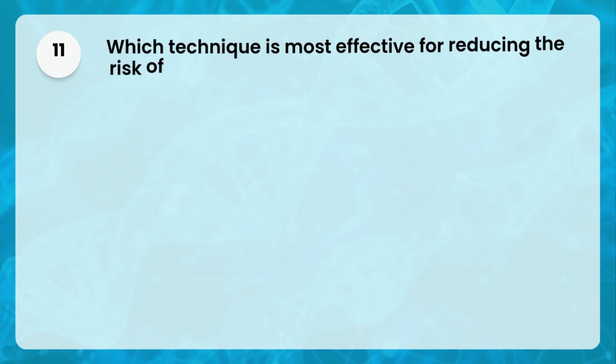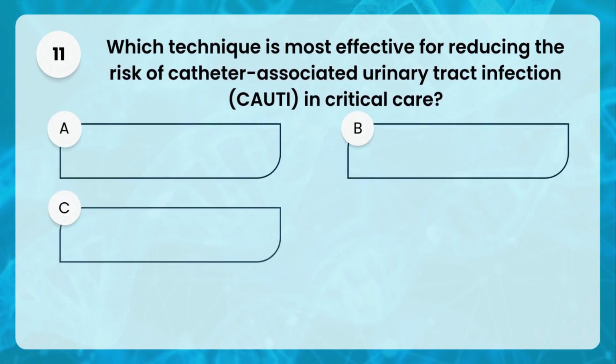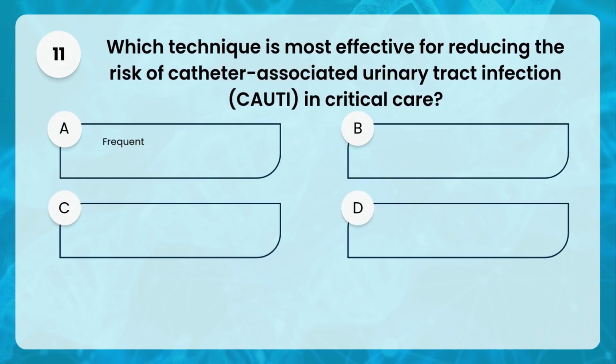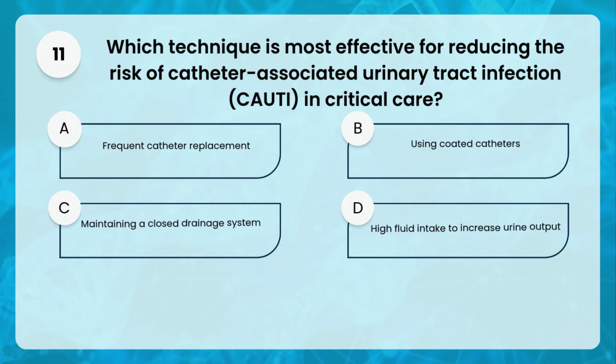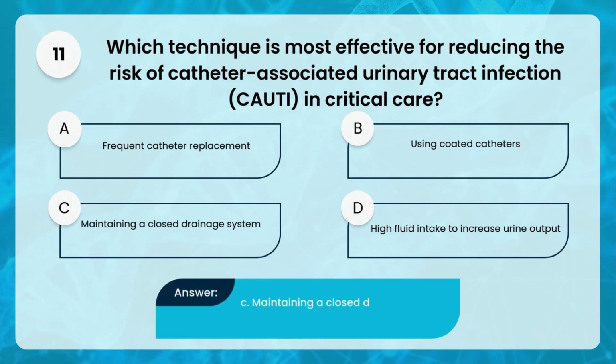Number 11. Which technique is most effective for reducing the risk of catheter-associated urinary tract infection, CAUTI, in critical care? A. Frequent catheter replacement. B. Using coated catheters. C. Maintaining a closed drainage system. Or D. High fluid intake to increase urine output. The answer is C. Maintaining a closed drainage system.